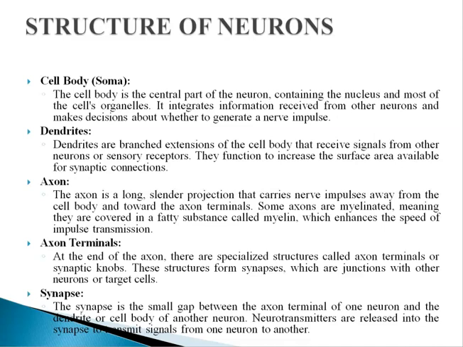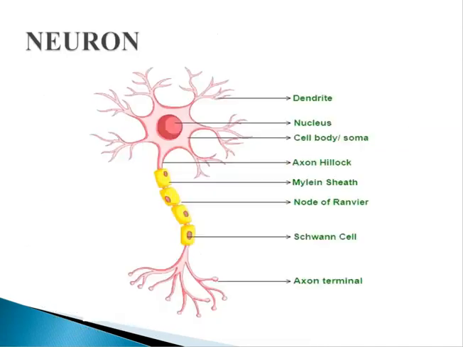Synapse. Synapse is a small gap between the axon terminal of one neuron and the dendrite or the cell body of another neuron. Neurotransmitters are released into this synapse to transmit the signals from one neuron to another.